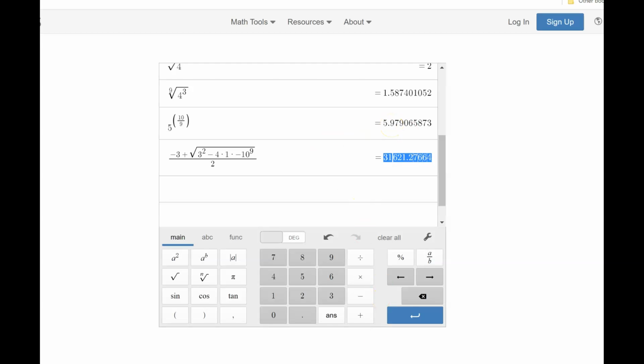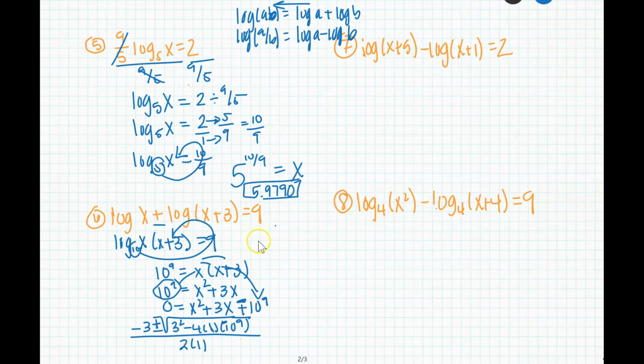So let's go ahead and switch over. And so for this answer, x would be equal to 31,621.27664. So it does get a little hairy down here working with those larger numbers, but it's really combining together because we've been solving for x and solving quadratics since Unit 1. So I hope that helps with that.